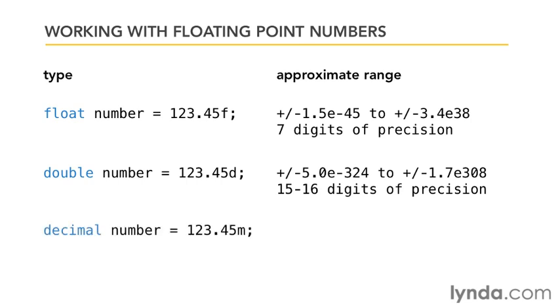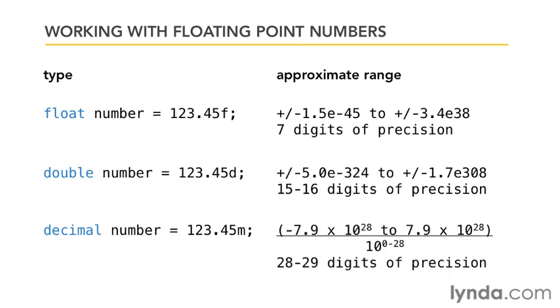And then finally, there's the decimal number. The decimal number is an interesting beast because it actually works in base 10 and not base 2 like the other kinds of floating point number types that C# works with. To declare a decimal number, you simply say decimal and then the name of the variable. Here I've got 123.45, and you put the little lowercase m on the end, which indicates that it is a decimal number. Decimal numbers have 28 to 29 digits of precision, making them very highly accurate numbers.